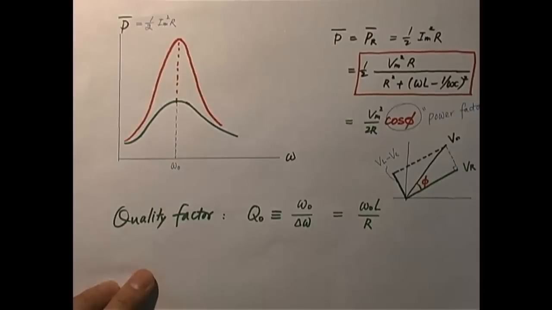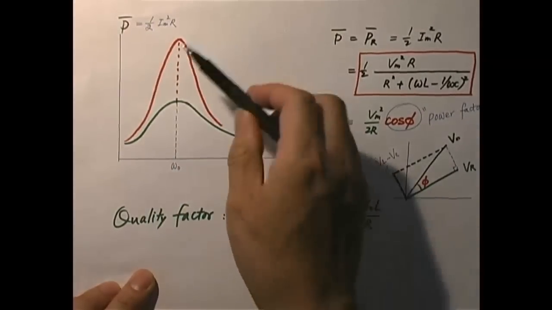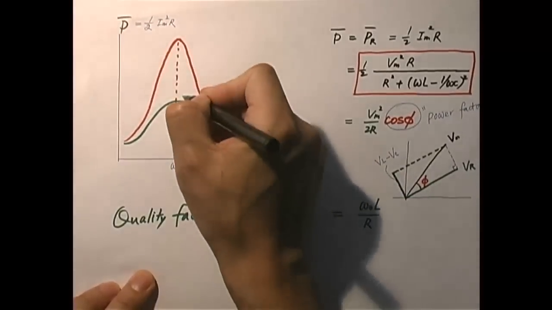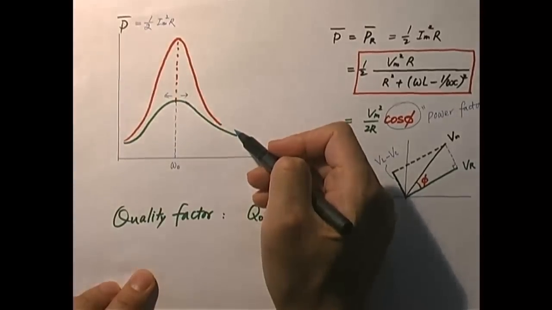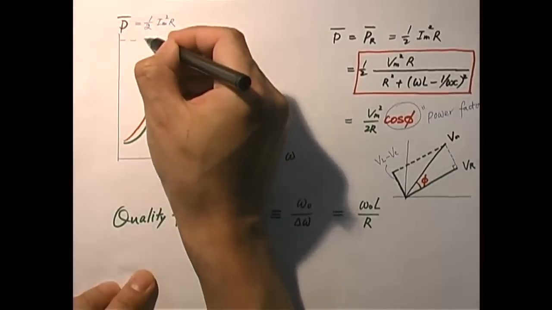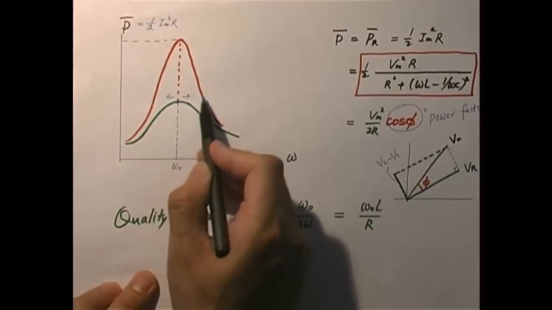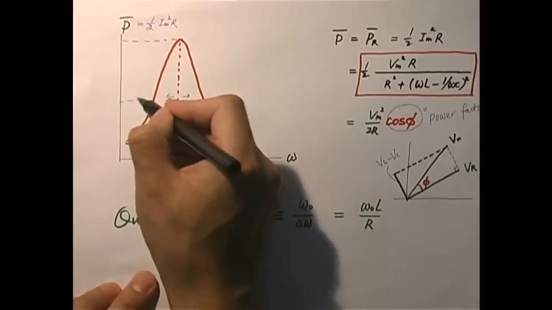Now, we can quantify just how sharp this curve is. Okay, you see, as you move away from omega naught, as omega goes away in either direction, the power consumption is going to go down, right? Let's say here is the peak value of the power consumption. How far do you have to move, either to the left or to the right, before the power drops to half of the peak value? So half the peak value, right? See here.